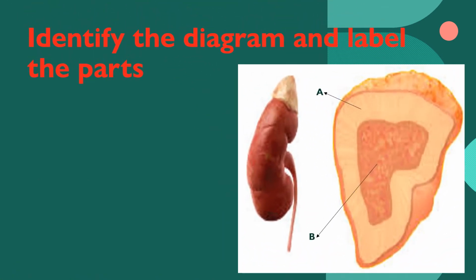Next question: identify the diagram and label the parts. Yes, which diagram is this? This is the adrenal gland. Yes, label the parts. A, adrenal cortex. B, adrenal medulla.